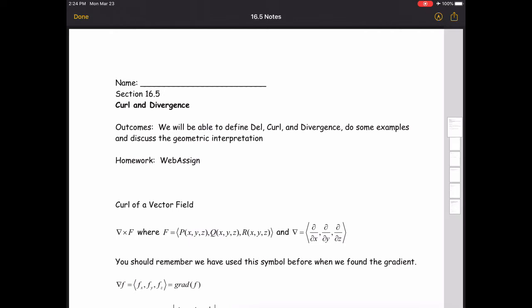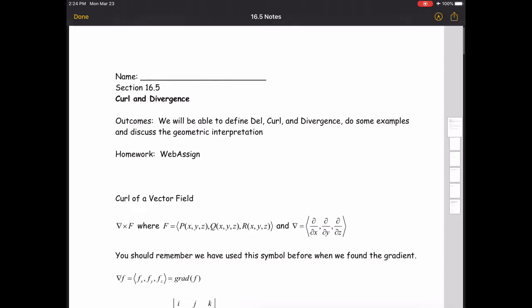We're going to do a few examples of how to do curl and divergence, which are actually pretty simple to do. And then we're going to talk about the algebraic and the geometric interpretations of both of them. So really when we define them, we're going to define them algebraically, and then at the very end, we're going to talk about what they actually mean. So the first thing is, again, let's take a look.